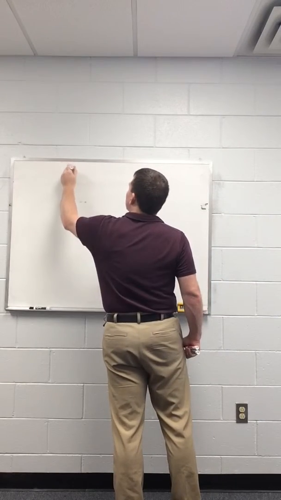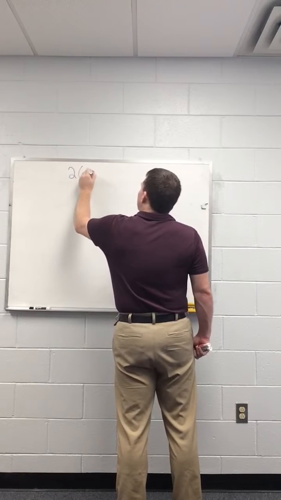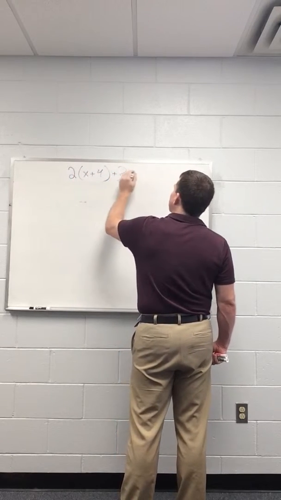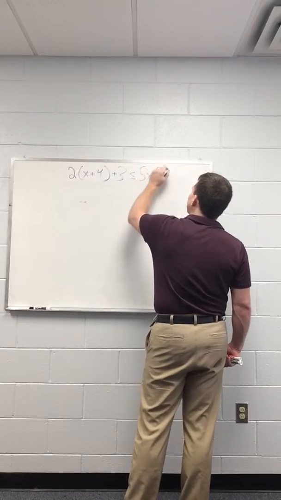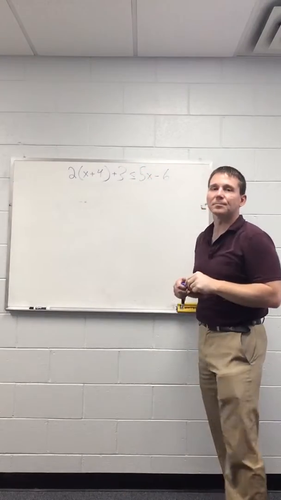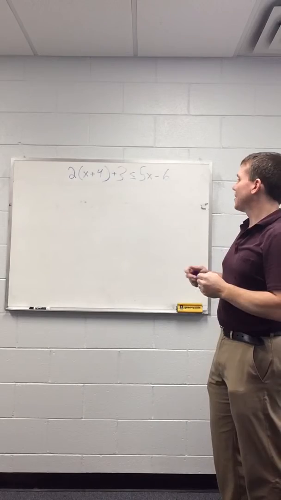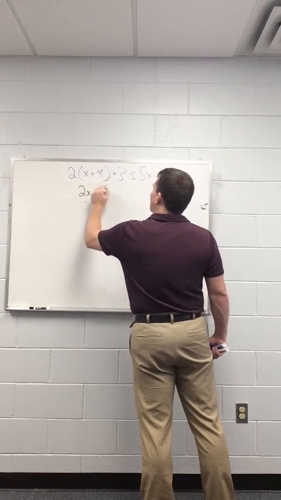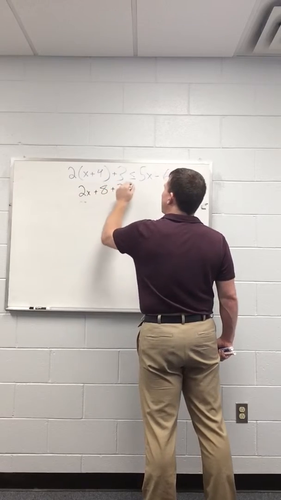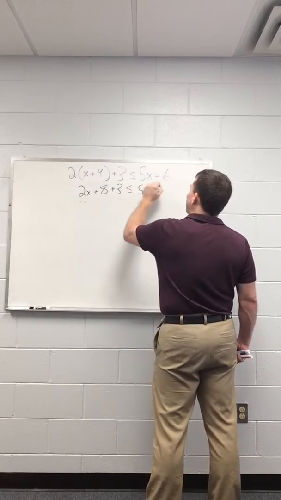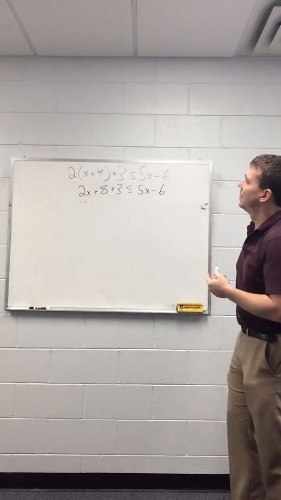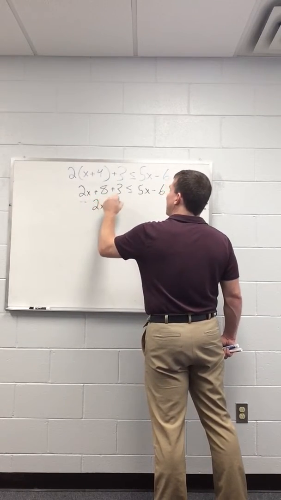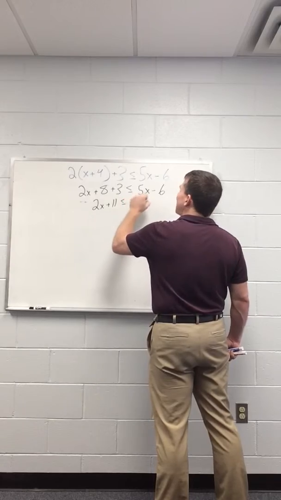Suppose I have 2 times x plus 4 plus 3 is less than or equal to 5x minus 6. I want to solve that, so I distribute. 2x plus 8 plus 3 is less than or equal to 5x minus 6. Combine the like terms on the left, I get 2x plus 11 is less than or equal to 5x minus 6.